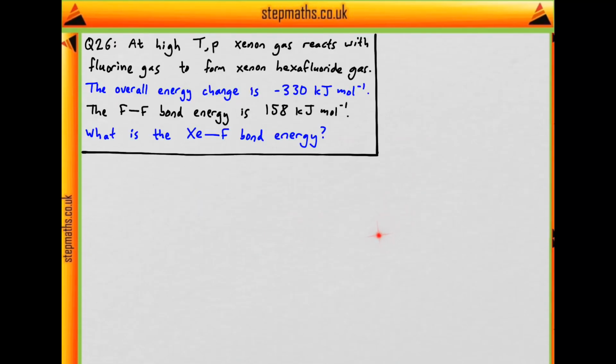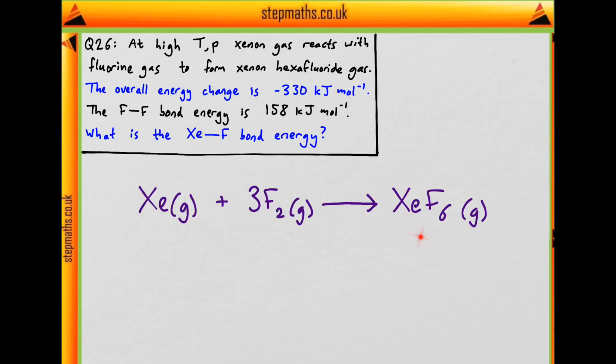So where should we start? Well, why don't we write down the reaction that's happening? So we've got xenon gas reacting with fluorine gas. So maybe we can assume xenon in the gaseous state is just a xenon atom because it's a noble gas. We know that it's not very reactive, so it probably exists by itself. We know fluorine gas is F2, and we're forming xenon hexafluoride, which tells us that it's XeF6. And we need 3 fluorines to make 6 fluorines in the product.